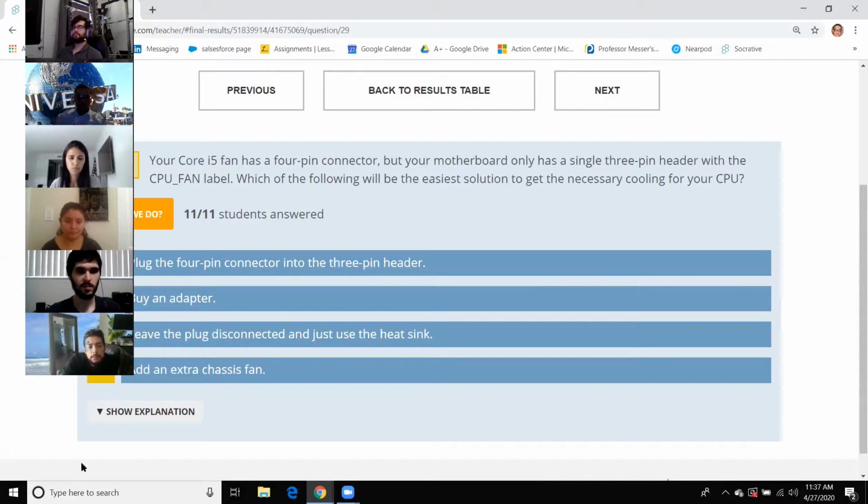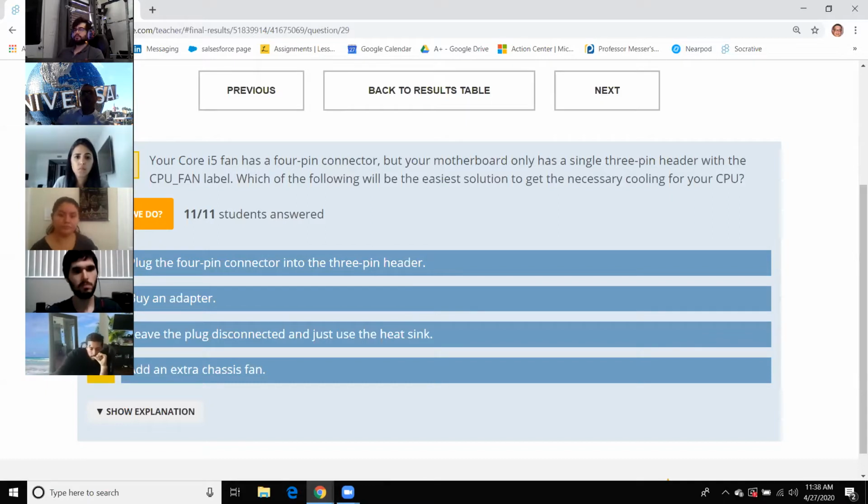Next one. Your Core i5 fan has a 4-pin connector, but your motherboard only has a single 3-pin header with the CPU fan label. On the motherboard, it says CPU fan. Which of the following would be the easiest solution to get the necessary cooling for this CPU? A. Plug the 4-pin connector into the 3-pin header. Everybody agree?